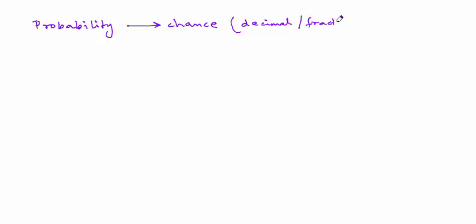The probability is the chance of something happening. And it's expressed either as a decimal or a fraction or a percentage.